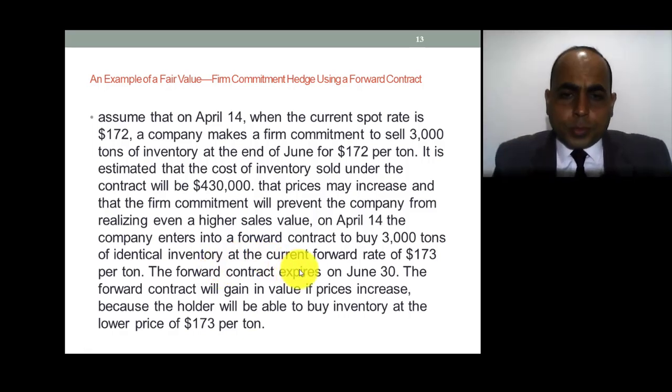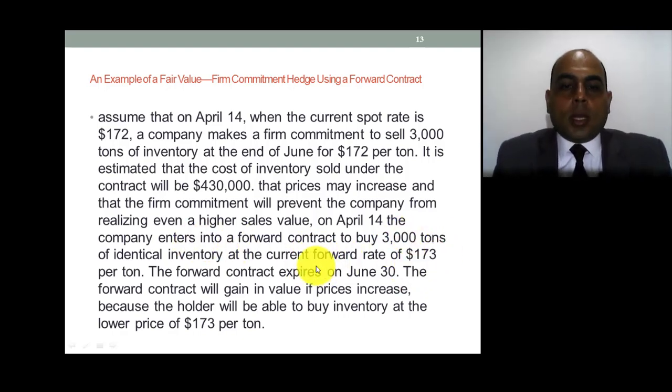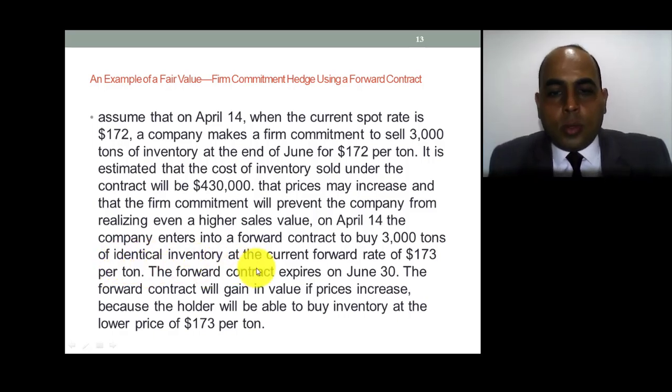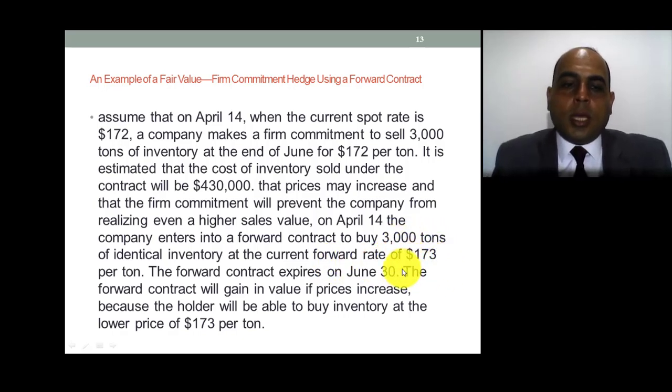Why did we enter into this kind of forward contract? To protect us against what? Against increasing the cost of goods. We entered into a forward contract to buy 3,000 tons of identical inventory at the current forward rate of $173 per ton. The forward contract expires on June 30, the same date as the commitment.